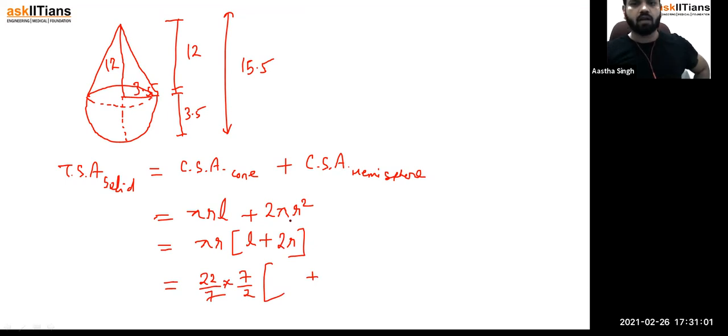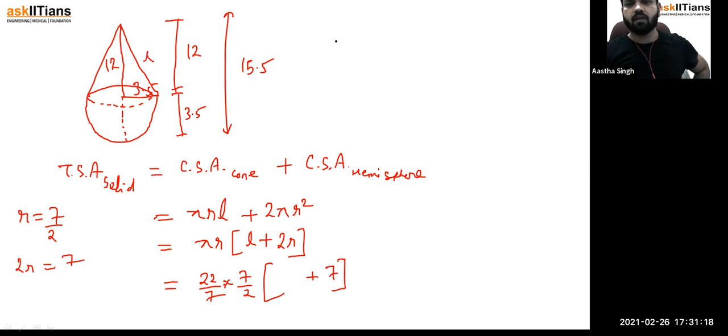Your 2R, if R is 7 by 2, then your 2R will be equal to what? 7 by 2 into 2, that is 7. So just add 7. Now calculate the L separately, right?